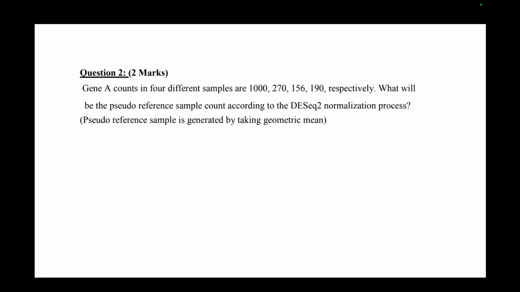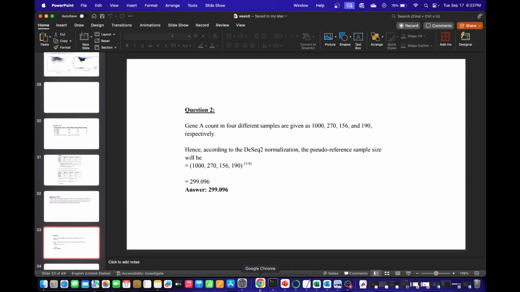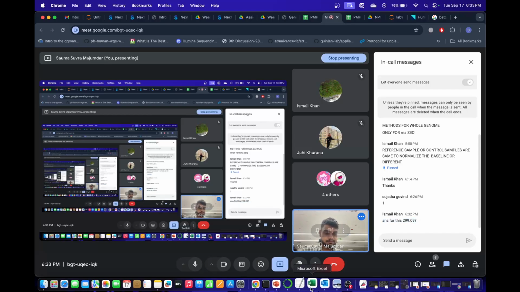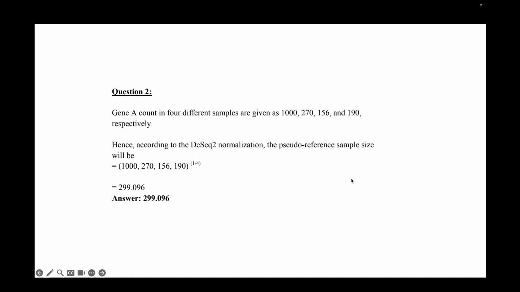Okay, it's quite simple. You just need to take the geometric mean. The geometric mean is the multiplication of all these four numbers, 1000, 17, 156, 190, and take the whole to the power one fourth. That's how geometric mean works, right? So you multiply these and take to the power one fourth. This will be your answer. I did not check if somebody has given it. Yeah, it's correct. Thank you. You just need to multiply and take to the power one fourth. That's all.